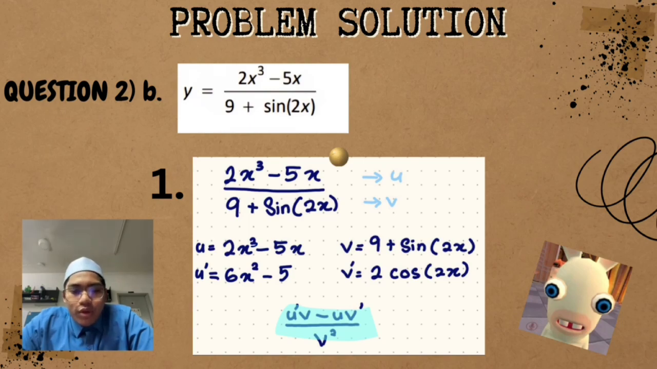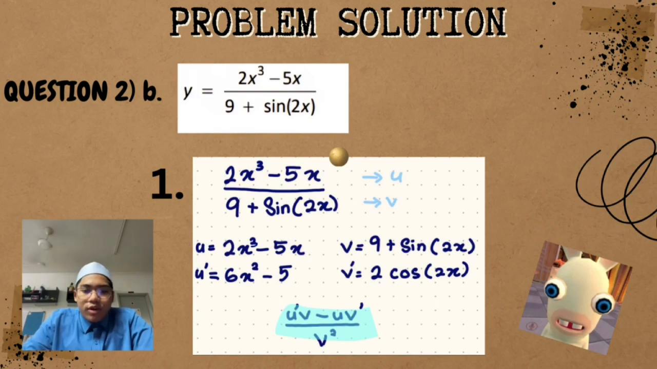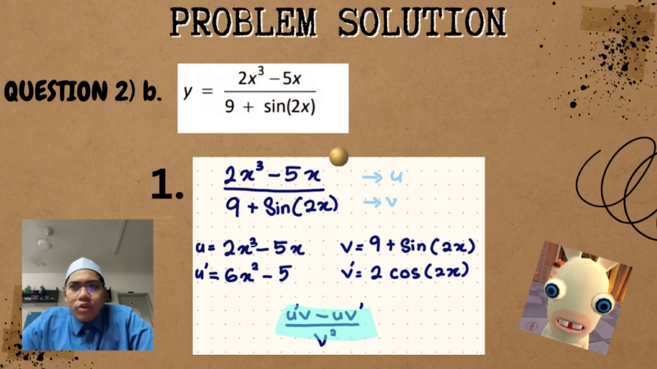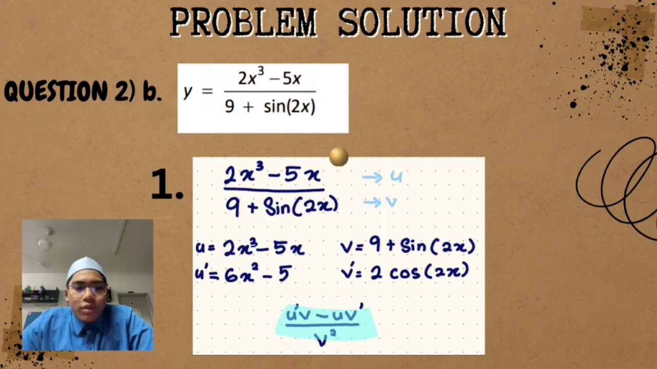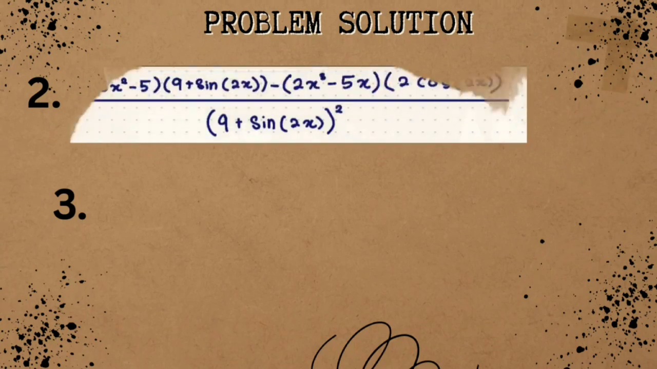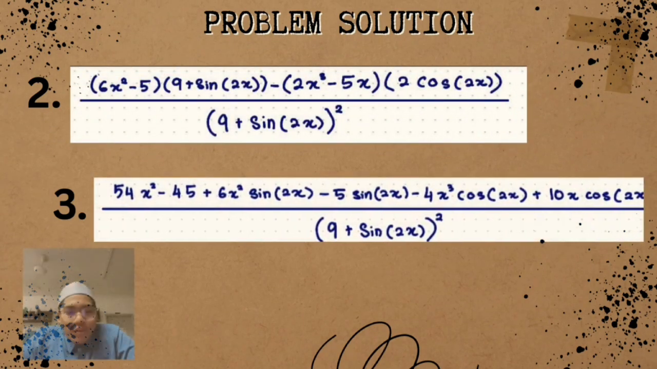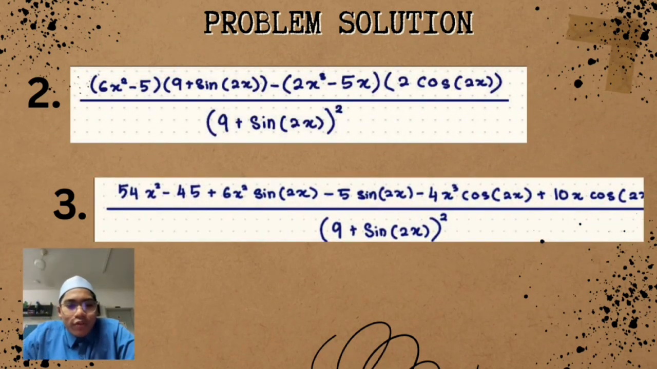For the v prime, we differentiate the v, and then we get 2 cos 2x. And for the next step, we just put the u and u prime, v and v prime into the formula. Calculate all the answer, and then we get 54x squared minus 45 plus 6x squared sin 2x minus 5 sin 2x minus 4x cubed cos 2x plus 10x cos 2x, divided by (9 plus sin 2x) squared.